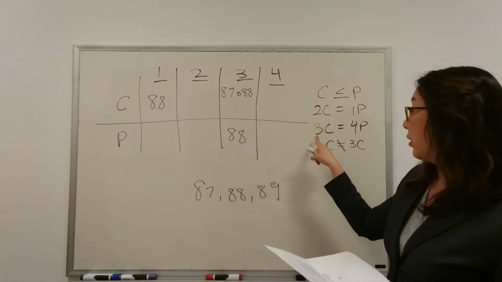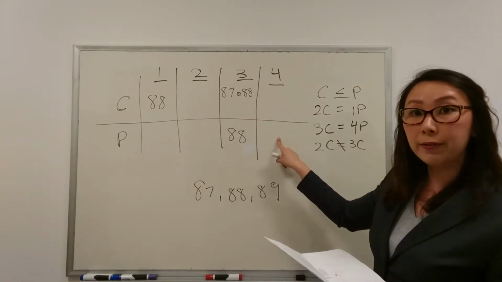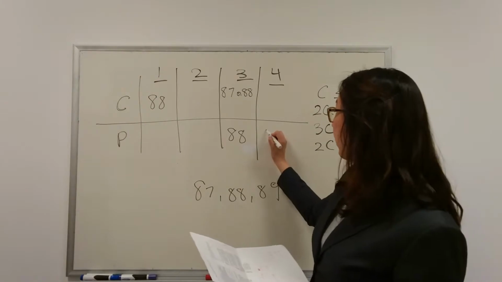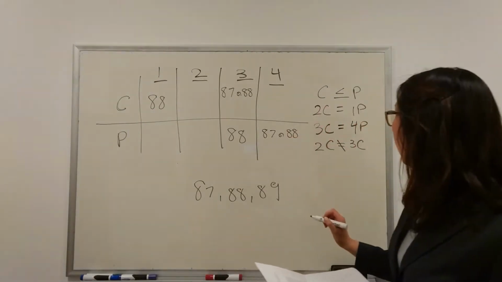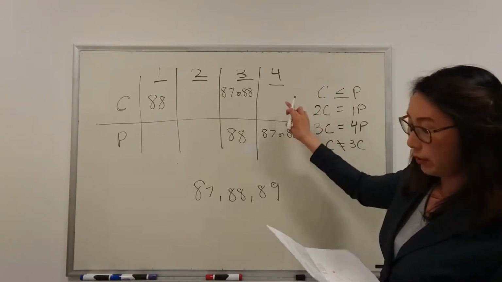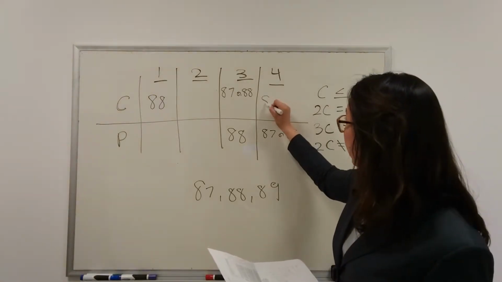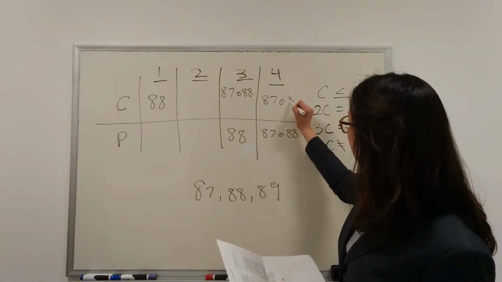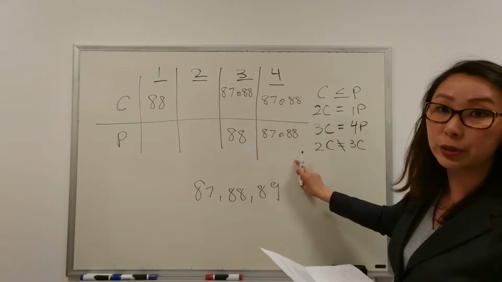Because we know based on this rule that 3C equals 4P, we can go ahead and fill out this grid, 87 or 88. And once again, based on rule number 1, we know that the computer in Office 4 has to have been purchased in either 87 or 88. It cannot have been purchased in 89, otherwise this condition would not be satisfied.